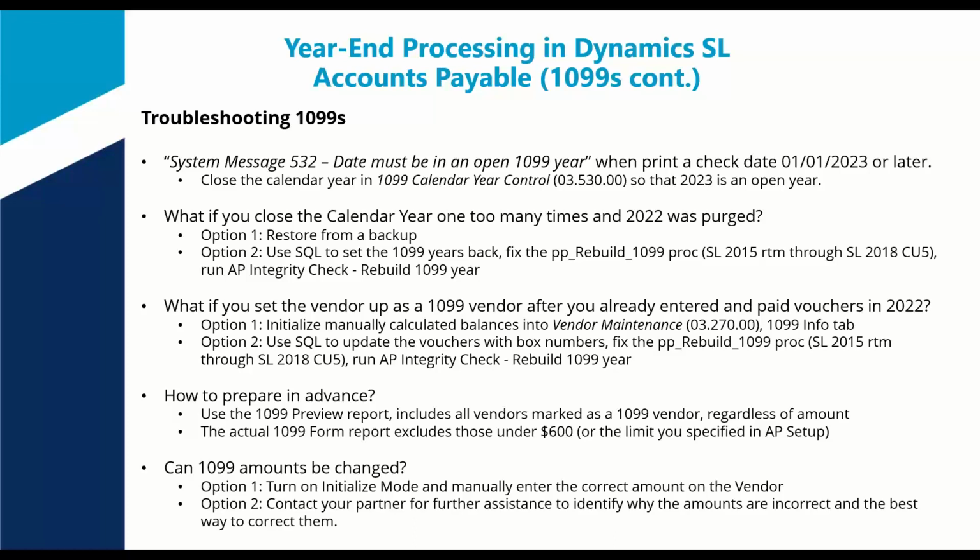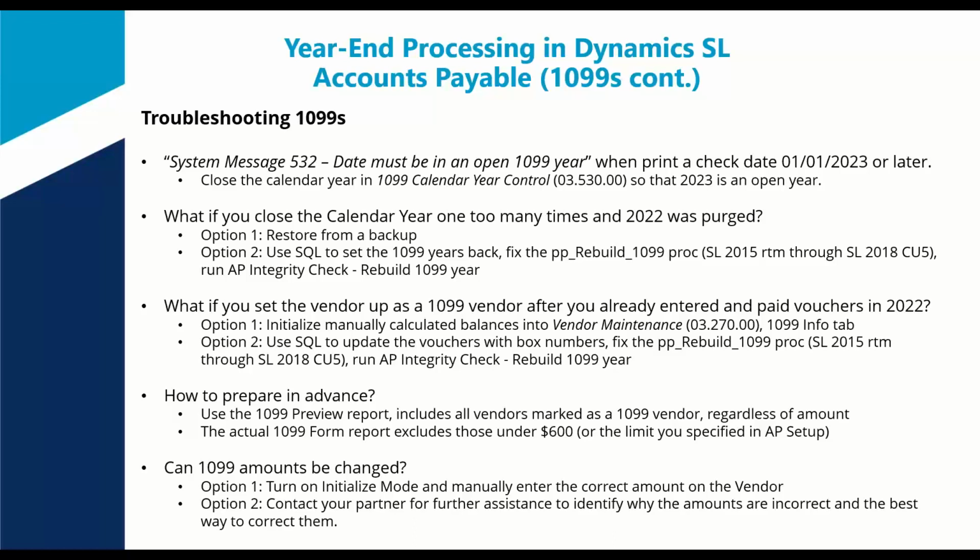What can you do to prepare in advance? Use the 1099 preview report, which includes all vendors that are marked as 1099 vendors, regardless of the total amount calculated for them. The actual 1099 form itself excludes those vendors that have under a $600 total, or whatever limit you've specified in the limit box in AP Setup.